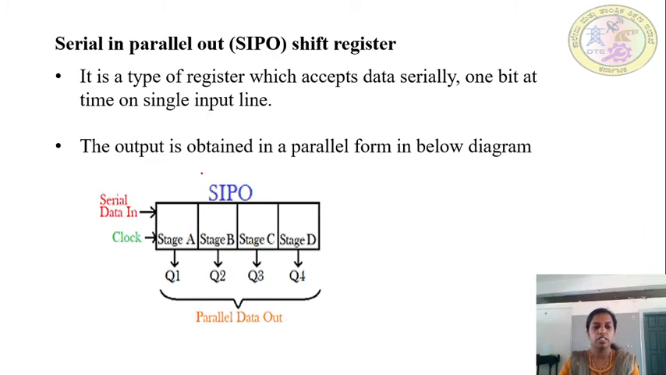But the difference between SI/SO and SIPO is that in SI/SO data is applied in serial manner, and the data output can also be obtained in serial manner only. But in this SIPO, data will be shifted in serially, one after another, one stage after another stage, but the output will be obtained in the parallel form at every stage.